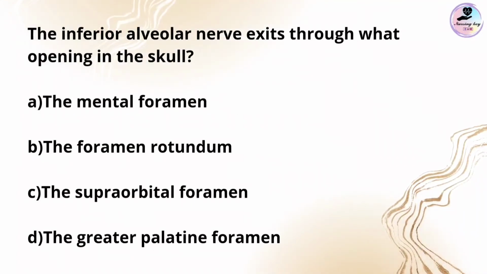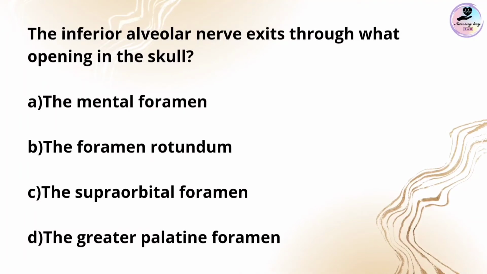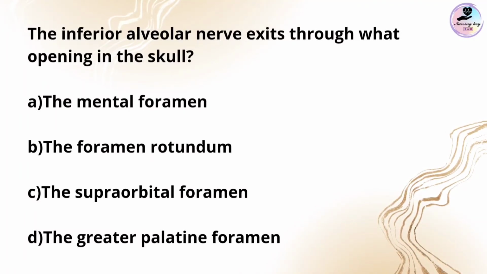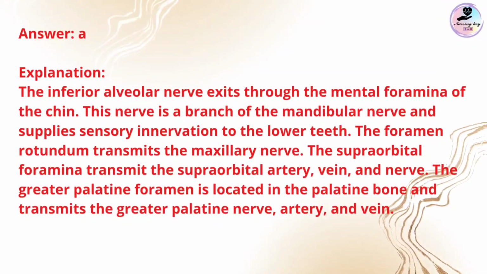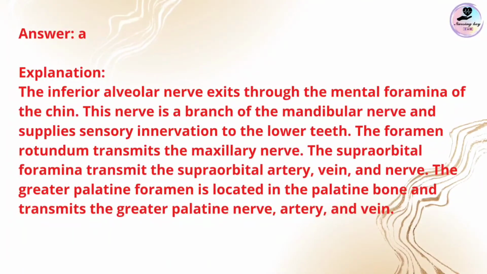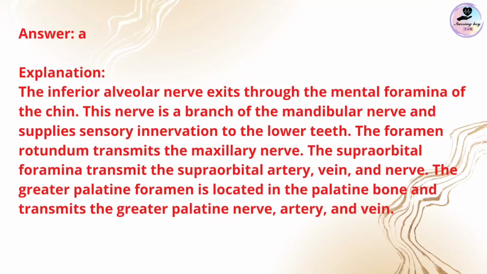Next question is, the inferior alveolar nerve exits through what opening in the skull? A. the mental foramen, B. the foramen rotundum, C. the supraorbital foramen, D. the greater palatine foramen. So correct option is A. The inferior alveolar nerve exits through the mental foramina of the chin.